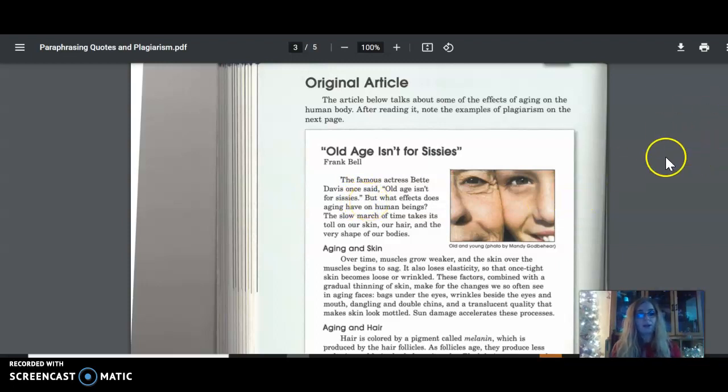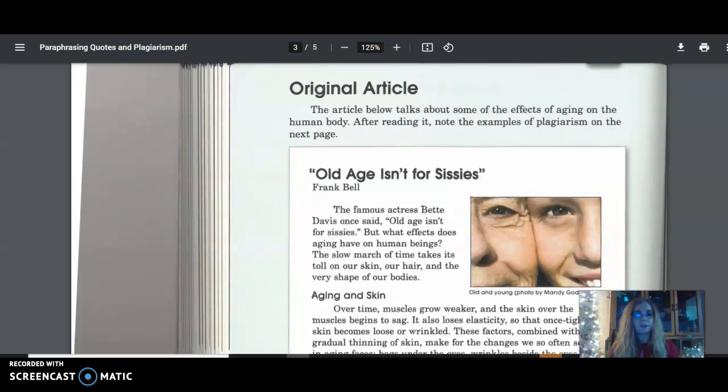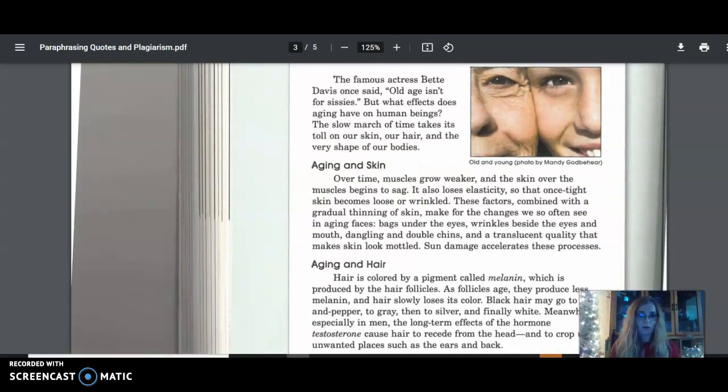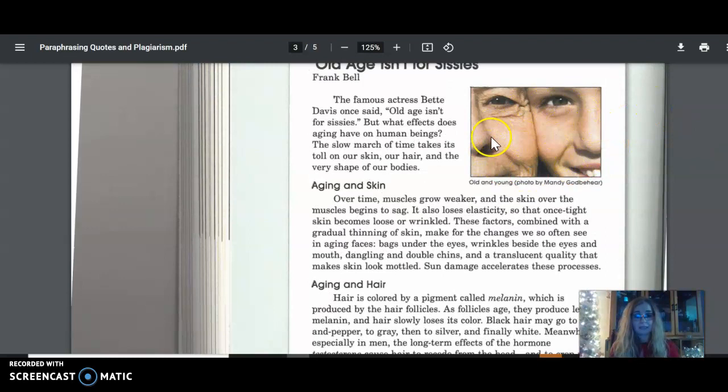Another thing I'd like to point out is, and maybe I can make this just a little bit bigger so you can see this better. There we go. I would like to point out that the image here is titled Old and Young, and it says photo by Mandy Godby here. So within this article, even the image here has been given credit. So Frank Bell is recognizing that this is not his image, this was not his photo, it was by Mandy Godby here, and he's giving credit where credit is due to avoid plagiarism.